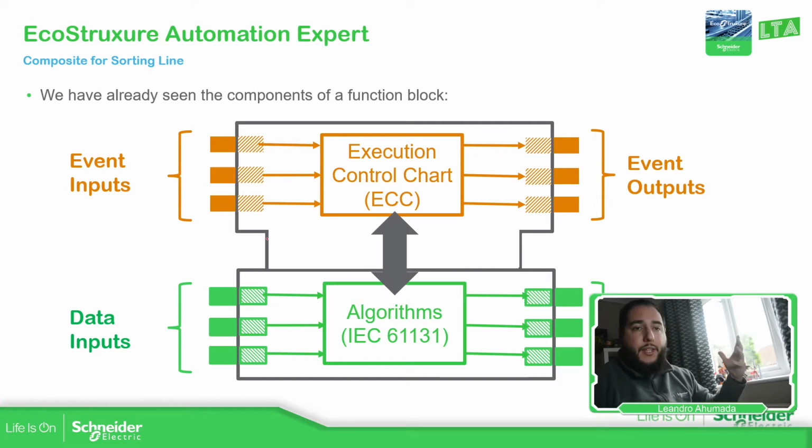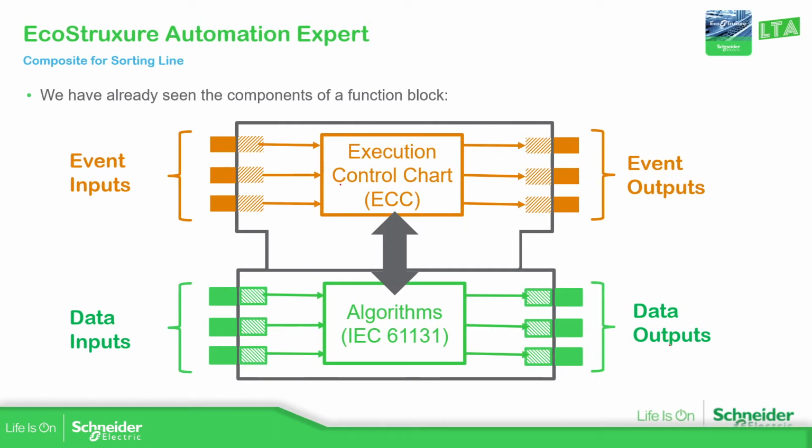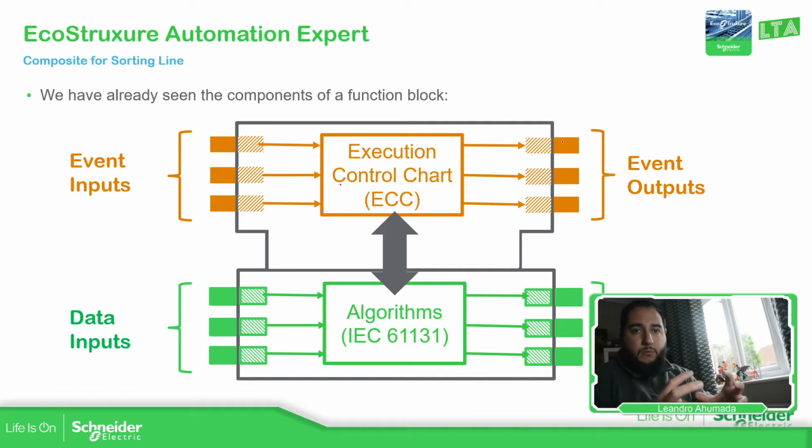In the top part, we have the events inputs and outputs. Then in the bottom part, we have the data inputs and outputs. You can see over here data in green and the events in orange. Inside the function block, we have a state diagram of our machine. Depending on the event inputs, we can trigger an algorithm. That's why we have this interaction over here. And inside the algorithm, we have something familiar, the IEC 61131, which is how we program, for example, in Machine Expert or Control Expert. But the only language available is Structured Text.